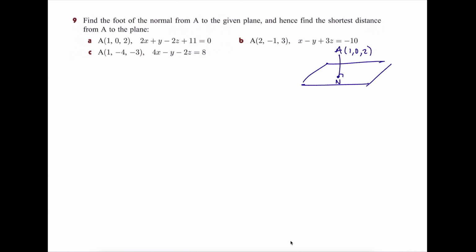And then, what's the shortest distance from A to N? It's got to be the normal. Okay, so just going through an example, it's the sort of thing you might come across. So we know the point A. We know that the plane has an equation which is 2x plus y take 2z, and we'll write it in the normal form, which is to put the constant on the other side of the equal sign.